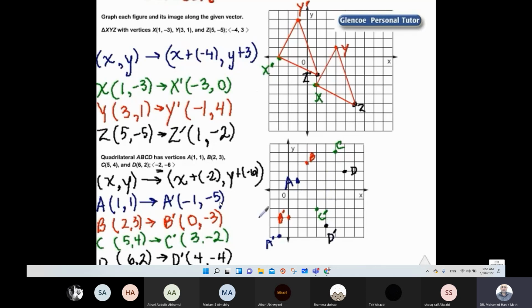And that's D prime. So if we connect all the vertices, you can see that quadrilateral A, B, C, D has been translated to A prime, B prime, C prime, D prime. And that's a translation of left 2 and down 6.